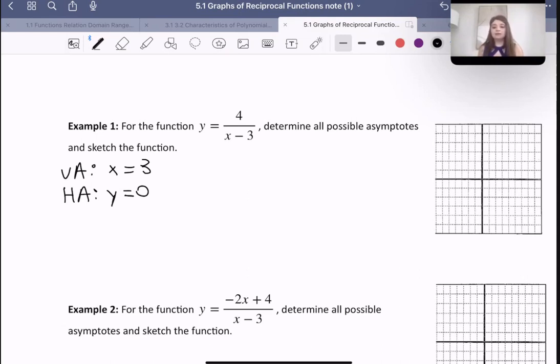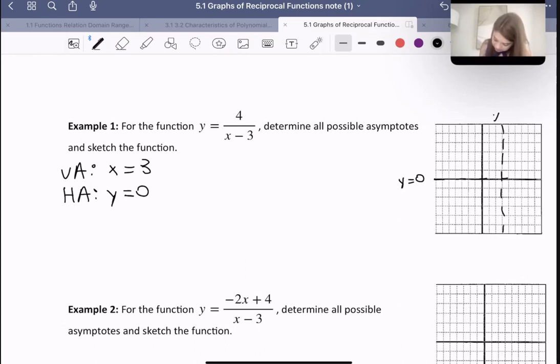Those are our asymptotes. And then it also tells us to sketch this function. So let's sketch this function. We have a horizontal asymptote right here at y equals 0. And then we have a vertical asymptote at x equals 3.